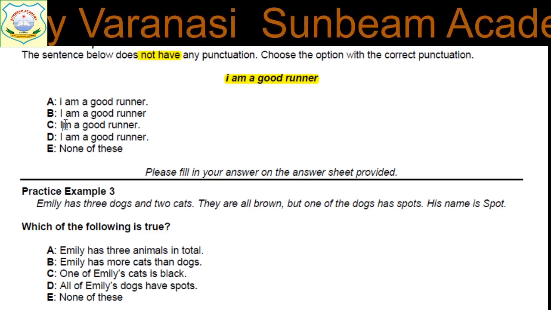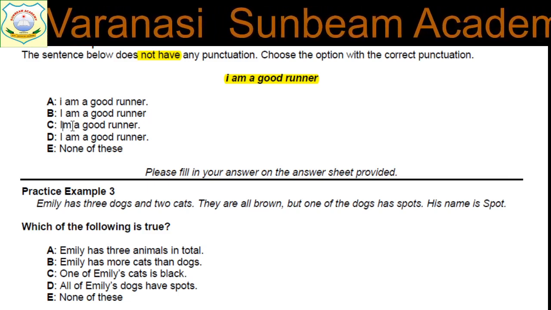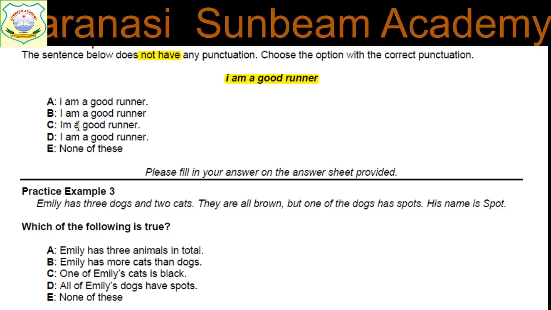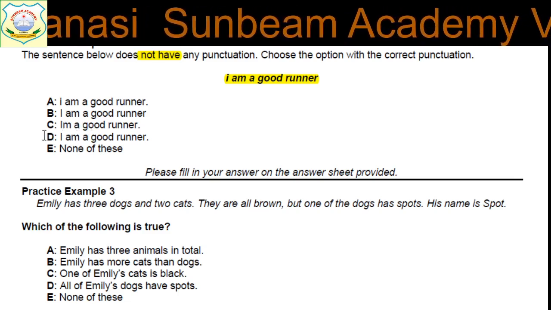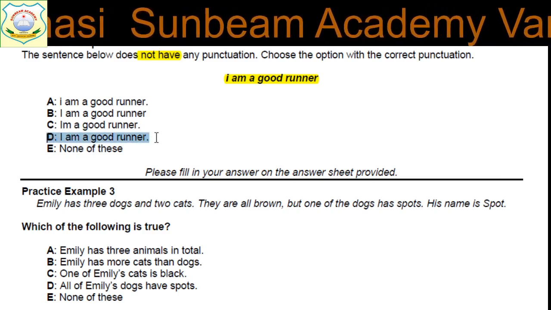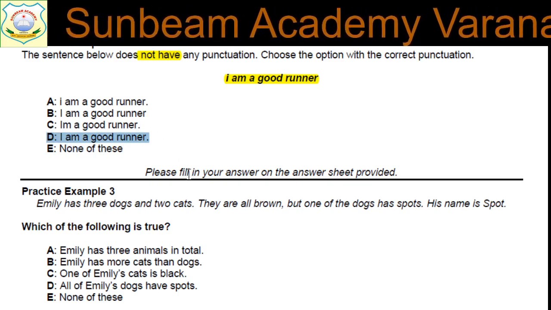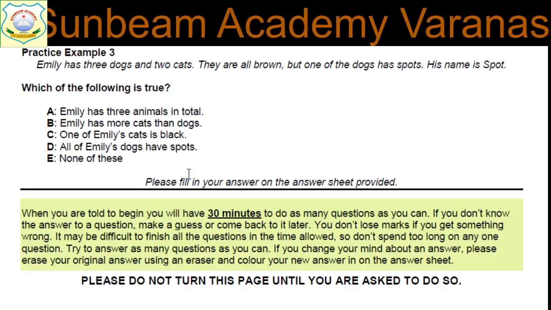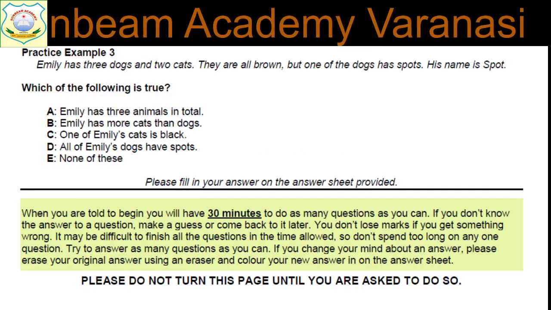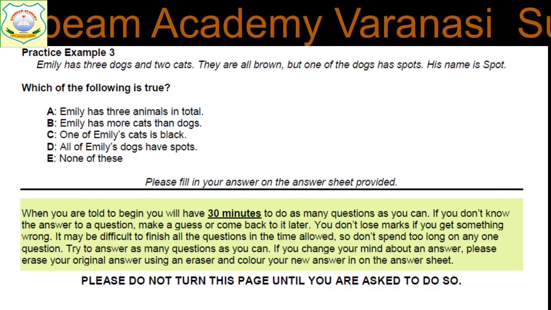Am, here again apostrophe is not written when it is written in short, so C option is also wrong. Here fourth is, I am a good runner. It is appearing good, so the fourth D option is correct, children. Now let us see the third one. Go through the question, children.